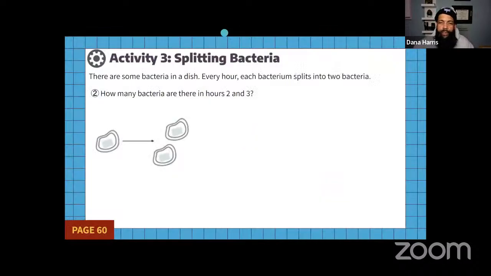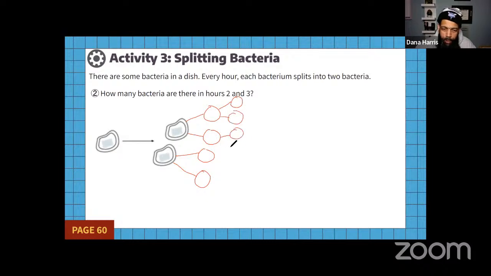All right. So look at this. Notice you have 1 bacteria cell that splits into 2 bacteria cells. So obviously the pattern is going to continue. So this one splits into 2, and then this one splits into 2. All right. And then each of these splits into 2. All right. So how many bacteria are there in hours 2 and 3?